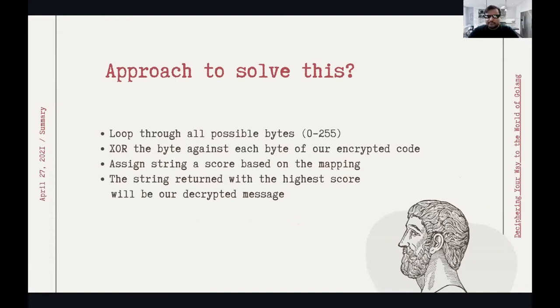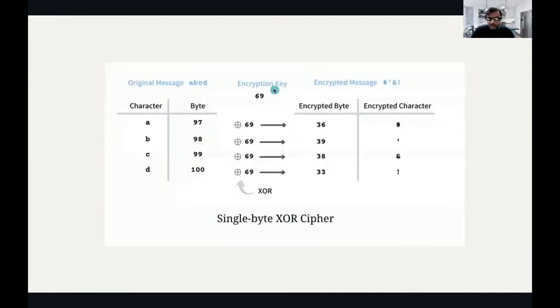So loop through all possible bytes, okay? We can use brute force here. We don't have a long set of values. This is something cheeky, but of course we are going to loop through all possible bytes, and we are going to score the byte against each byte of our encrypted code. Why? Because that is what is being done here. And that was the property of score.